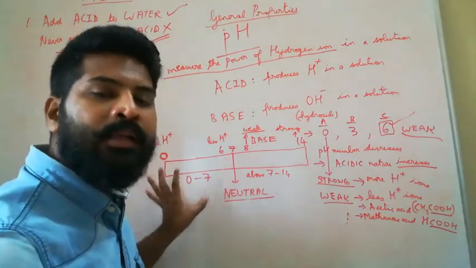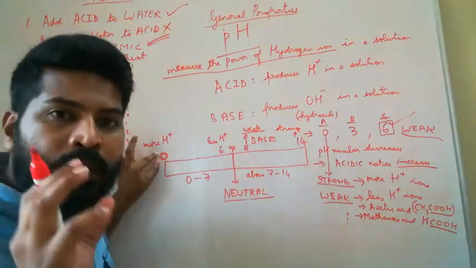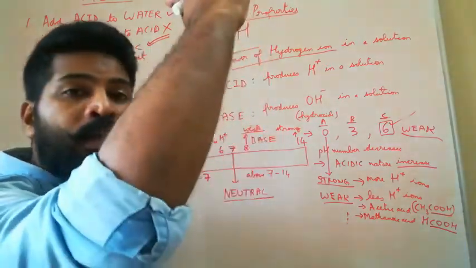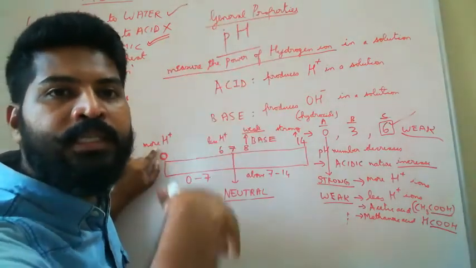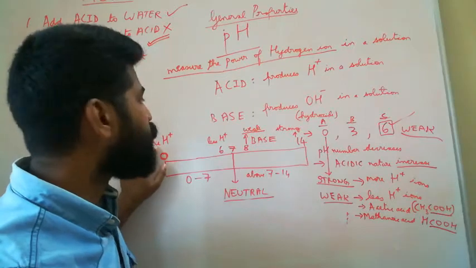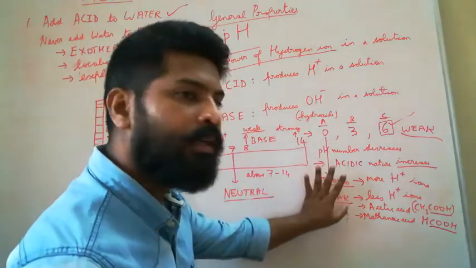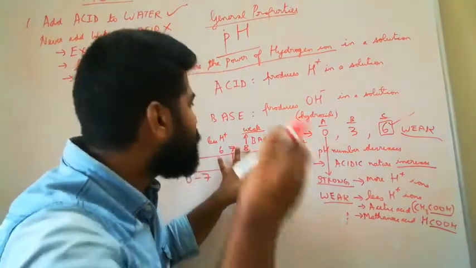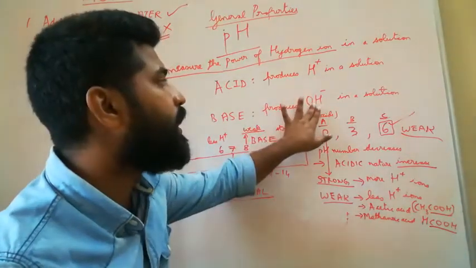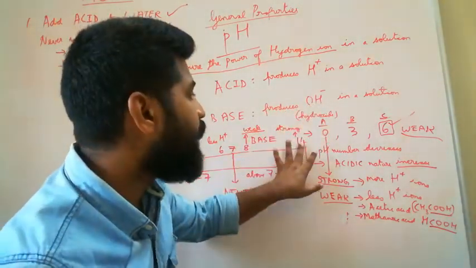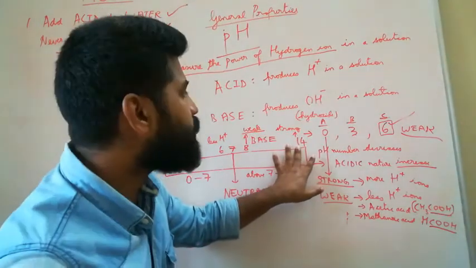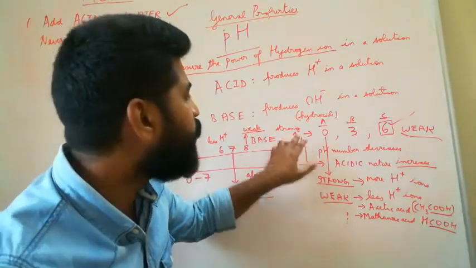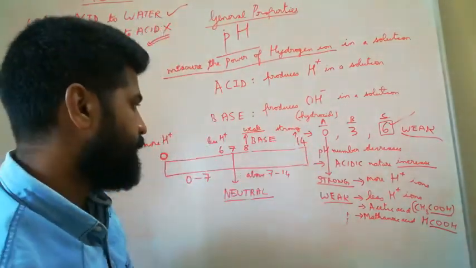So on the acidic side, the lesser the pH value, it means that it produces more hydrogen ions. The hydrogen ion concentration is higher, so it is a stronger acid. Whereas on the basic side, the lesser the pH number, it means it produces a smaller number of OH minus ions, therefore it is a weak base, whereas the higher the pH value, it produces more hydroxide ions in a solution, therefore it would be a strong base.